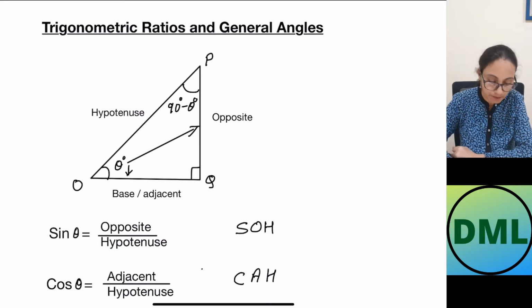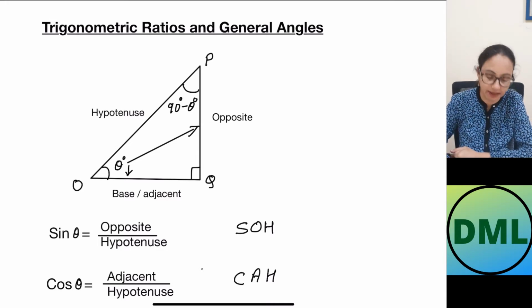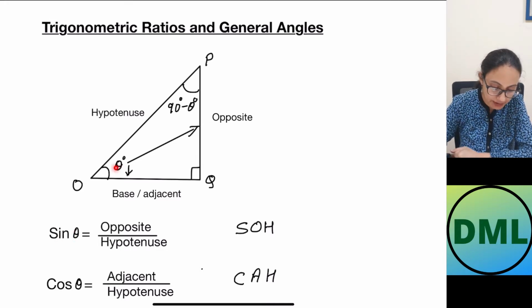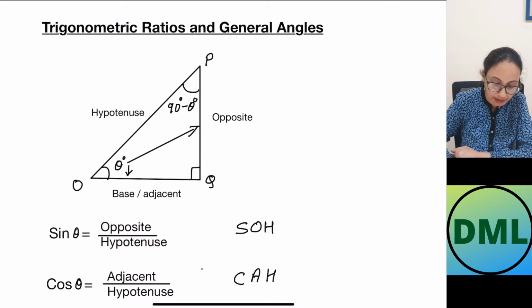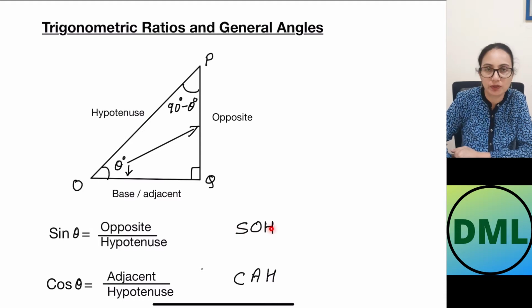First we will write down sine theta. Sine theta is opposite over hypotenuse. So we have written opposite over hypotenuse. To remember that, you can write SOH: sine is opposite over hypotenuse.